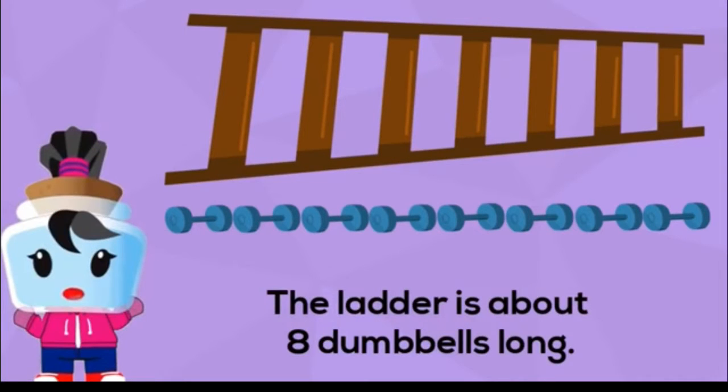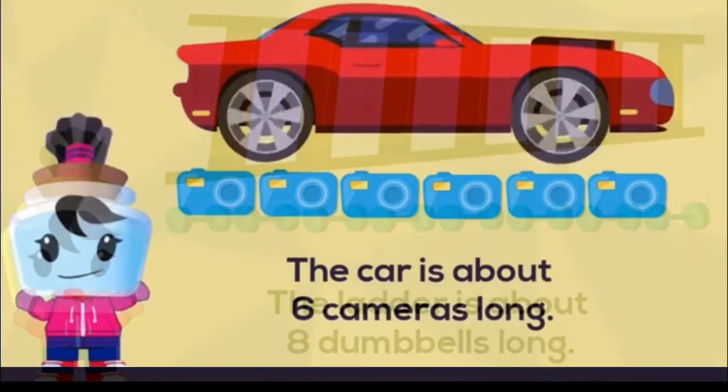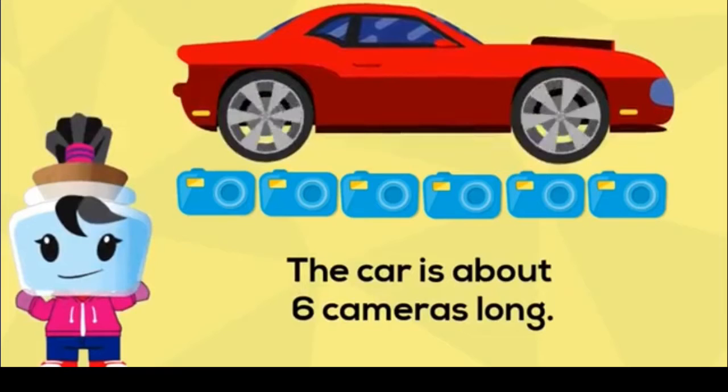You measured this ladder in the video to be 8 dumbbells or 8 weights long. Now, usually we don't measure with weights, we measure with a ruler so we can see how many inches something is. But measuring with another object is a non-standard unit of measurement. And here's the other one. You measured a car in the video with cameras, and you saw the car to be about 6 cameras long. I have a couple examples of things that I measured using non-standard units of measurement, just to review with you.